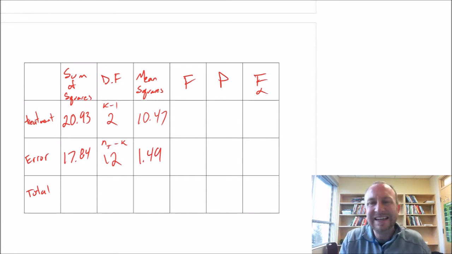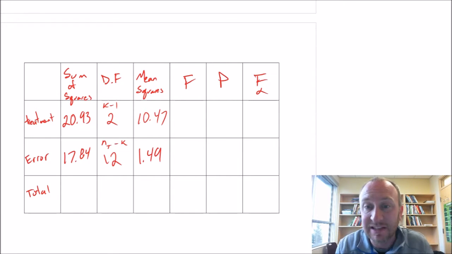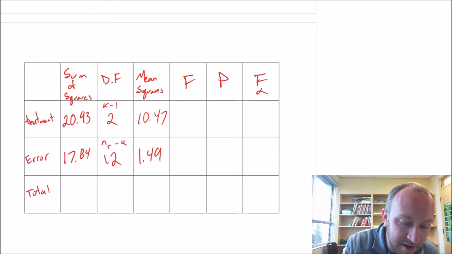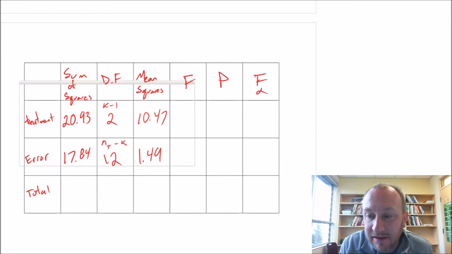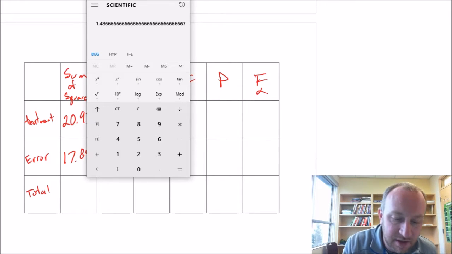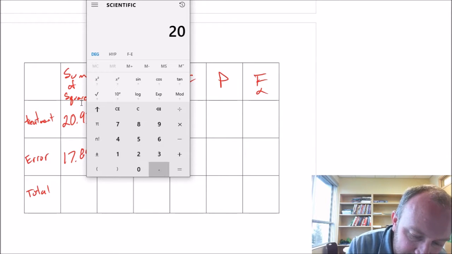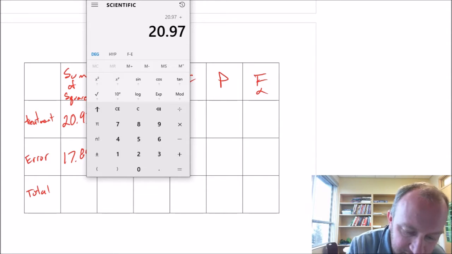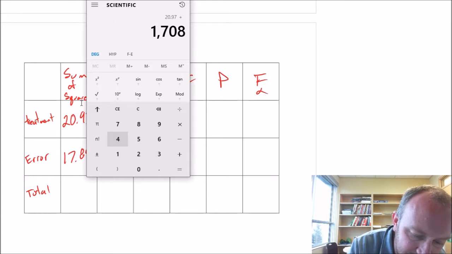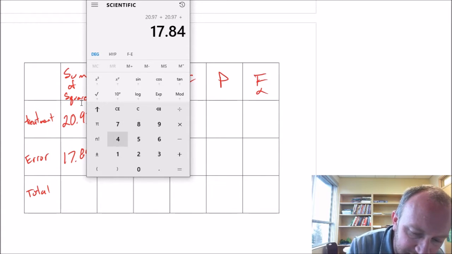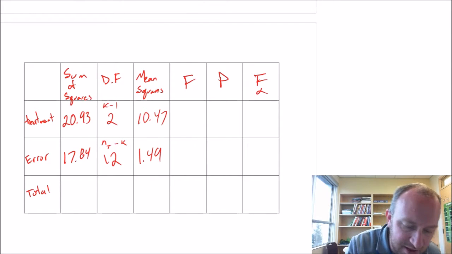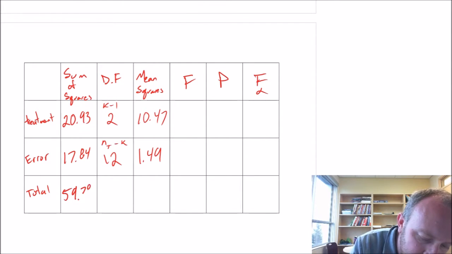Good. Now, as much as we've got everything we need for our F statistic and p-value, it's common convention to complete that ANOVA. So if we want sum of squares total, we can simply use our calculator and add up SSTR and SSE. So this is going to be 20.97 plus SSE is 17.84. Oops, what's happening there?